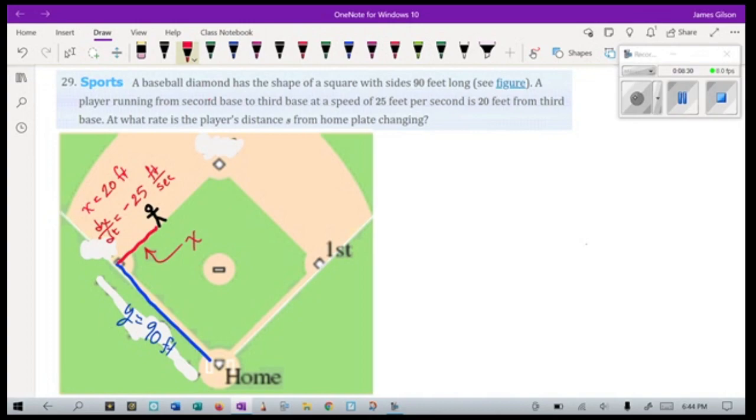And so finally, they're asking for what quantity. They're asking at what rate is the player's distance from home plate changing. So I'll begin by just making a line segment from the runner to home plate. I'm going to label that segment h, and the rate at which that length is changing would be dh dt. And so when we look at the problem, we should recognize, aha, dh dt is the quantity that they're asking us to compute.